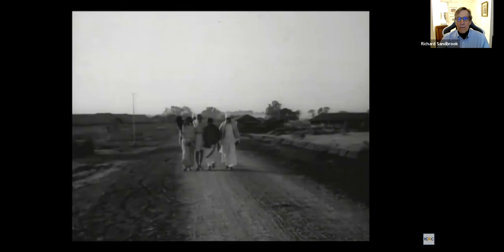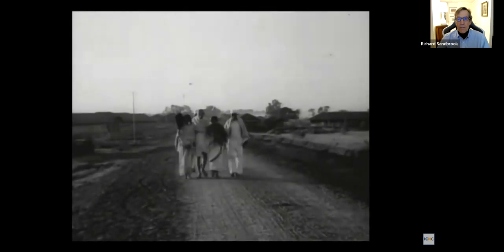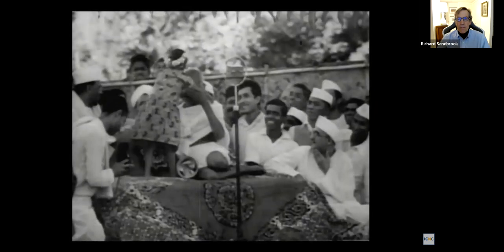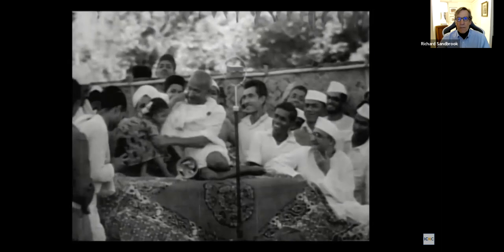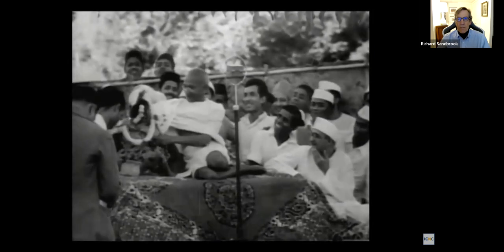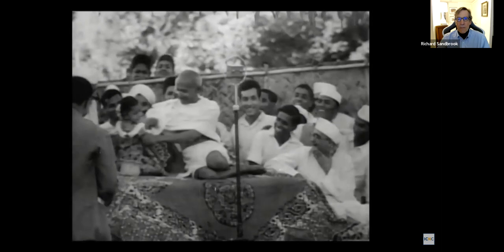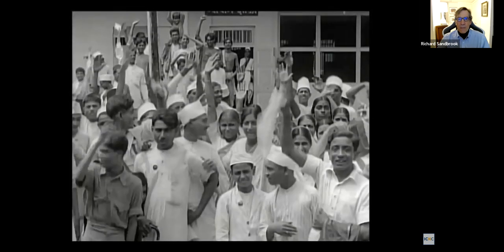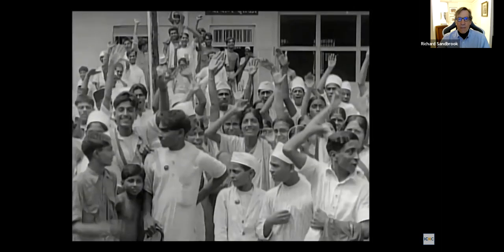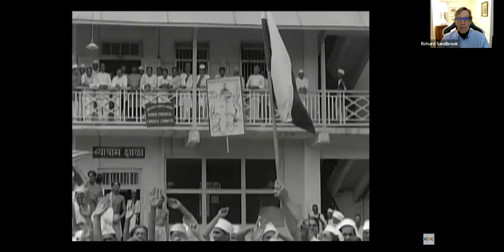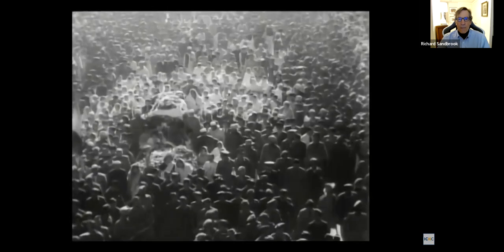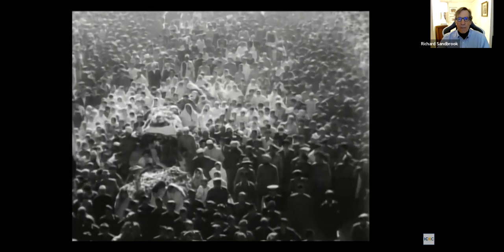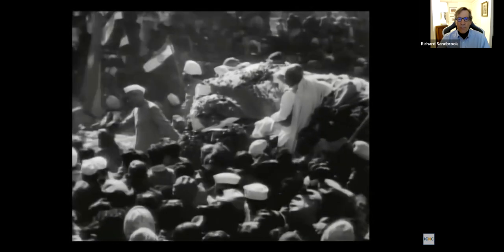A year after the Salt March, India remains under British rule. But Gandhi has ended the pretense of British legitimacy in India by exposing injustice and ending Indians' consent to foreign rule. He has awakened the people to their own power and set India on the road to independence. Britain grants Indian independence 16 years later, in 1947. Within a year, Gandhi is dead of an assassin's bullet.